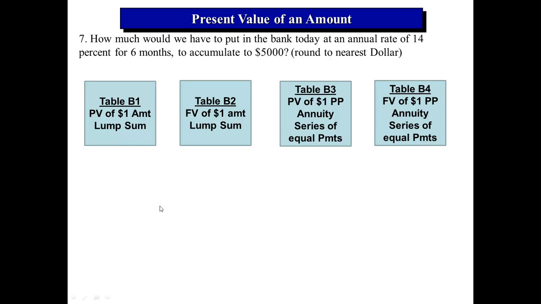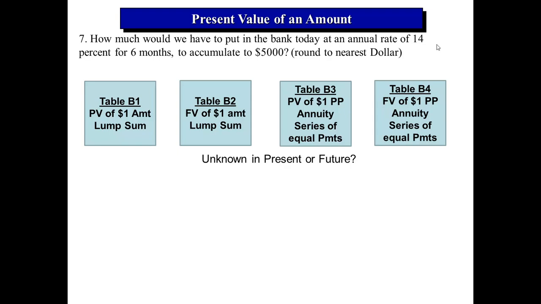How much would we have to put in the bank today at an annual rate of 14% for 6 months to accumulate to $5,000? Now, this is a partial year situation. So if you looked at my other little videos, you know that if we're dealing with, in this case, half of a year, then if the annual rate is 14%, you're going to use 7% as your rate to look on a table.